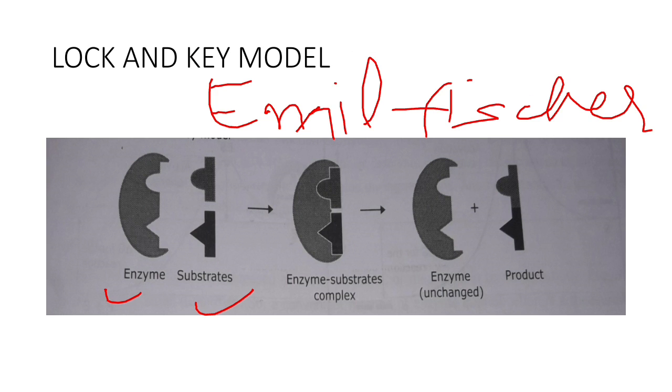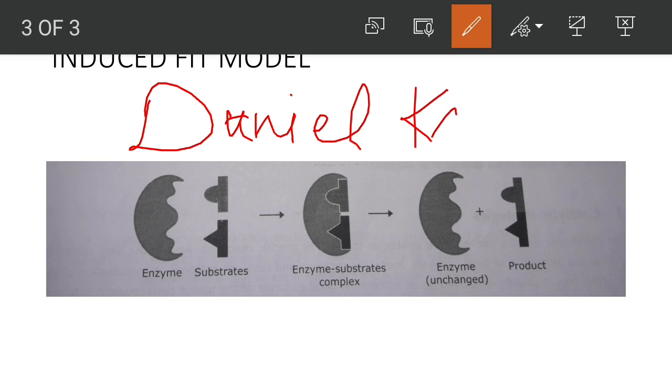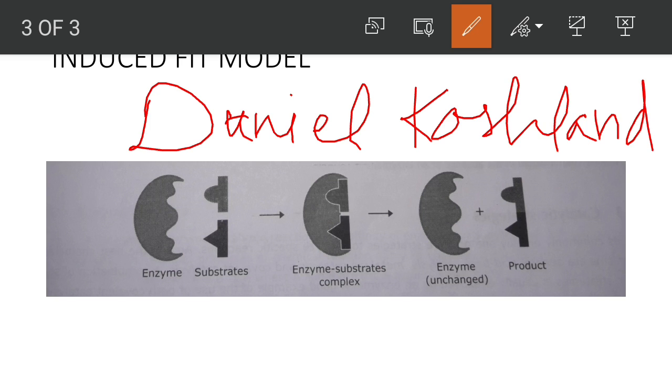Now let's look at the next model, the induced fit model, where you can see there is some difference. First of all, let's know who gave this. Daniel Koshland gave this model in 1958. What he assumed is that enzymes are flexible and the shape of the active site can be modified by the binding of the substrate.